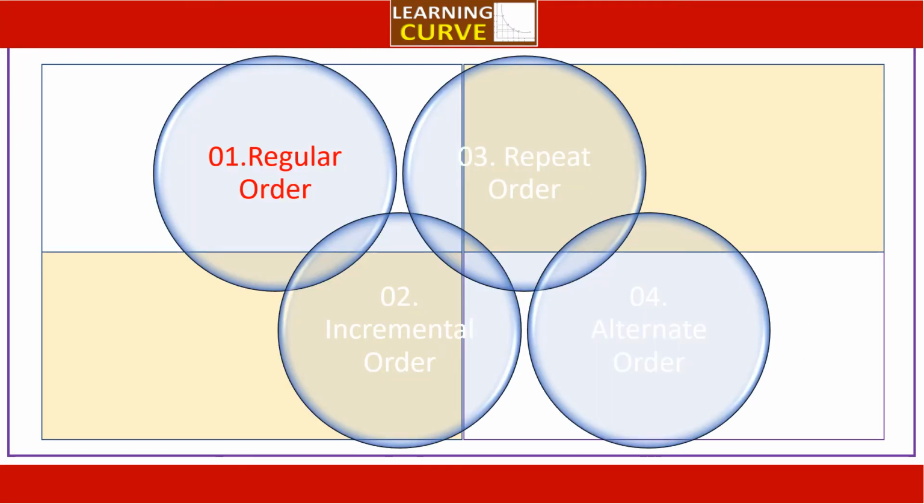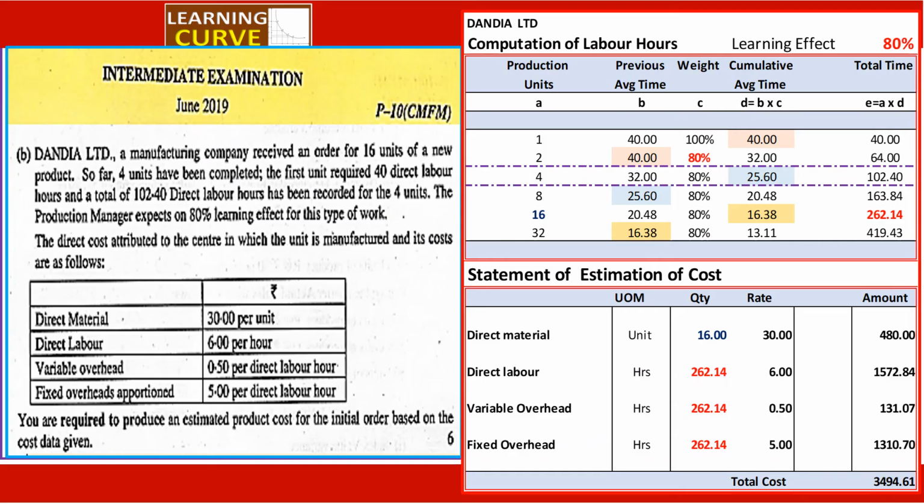Coming to the illustrations, we have 4 illustrations to look into. Let us take a regular order into account. This is a June 19 examination question. We can just get going.